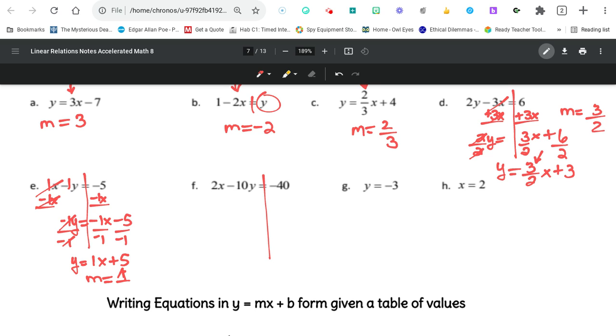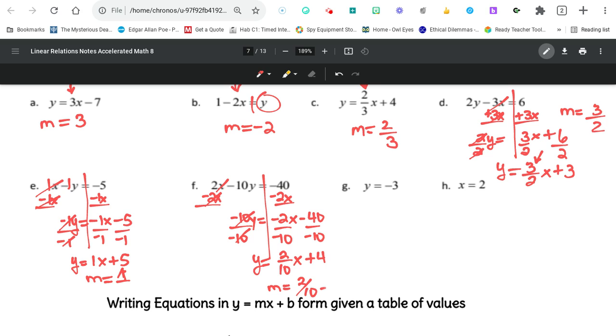F, to get y by itself, what I need to do is get rid of the 2x term. So I'm going to change the sign. If it's not attached, just change the sign. So you have -10y equals -2x minus 40. Then you're just going to divide every term by -10. So you have y equals 2/10 x plus 4. But instead of having a slope of 2/10, I'm going to simplify that to 1/5 for the slope. 2/10 isn't wrong, but we normally write our fractions in simplest form, okay?